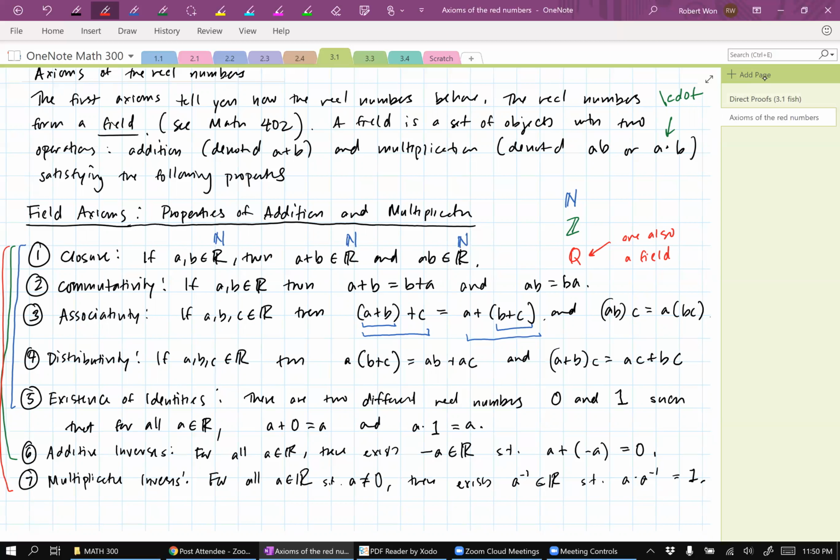Okay, which means that we must need more axioms to actually define the real numbers, right? Because right now, if I just assume these 7 things, I could be talking about the reals, I could be talking about the rationals, actually there are infinitely many different fields. So we'll see that we'll need more axioms. But these ones govern how addition and multiplication relate to one another.